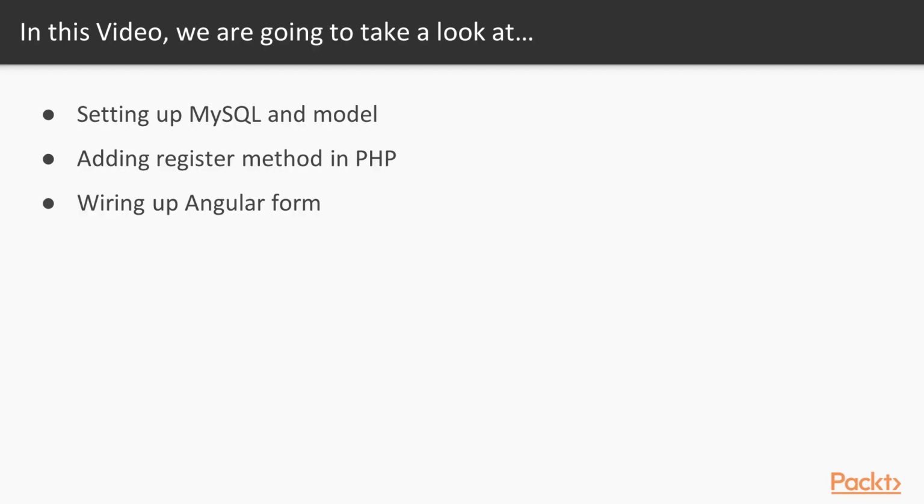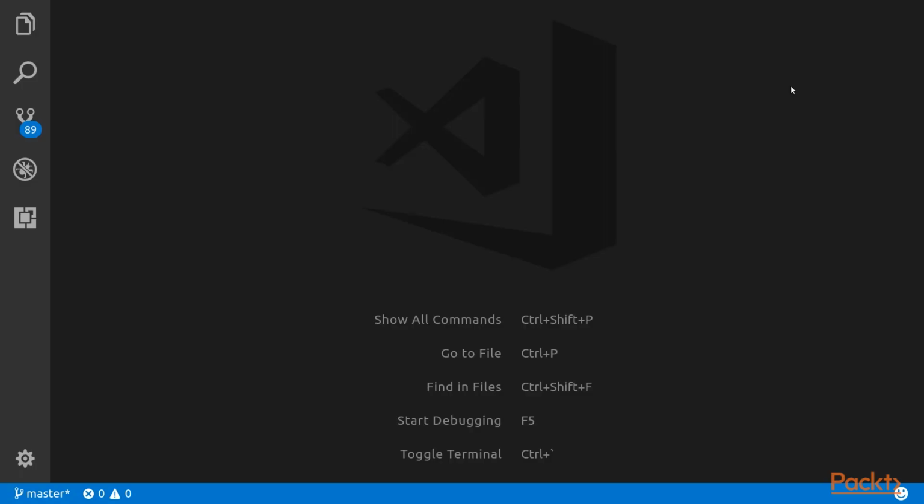In this video, we're going to create API for registration, as well as we're going to wire Angular form so it works with our backend. First, we'll set up MySQL Docker container and our user model. Then we'll add register method to our authentication controller, which is going to be created in PHP. At the end, we're going to wire up Angular form so our registration really works. We are going to begin by adding registration to our PHP project.